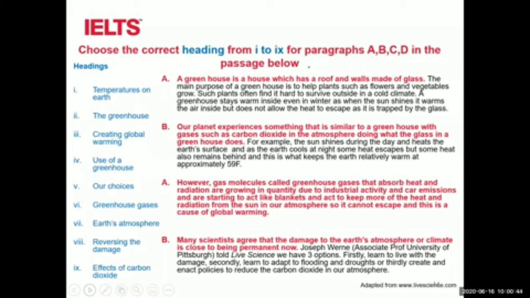If you can put your answers for paragraph A, paragraph B, paragraph C, and paragraph D in the chat box, I'll give you a minute or so to do that, and then we'll come back and look at the answers.